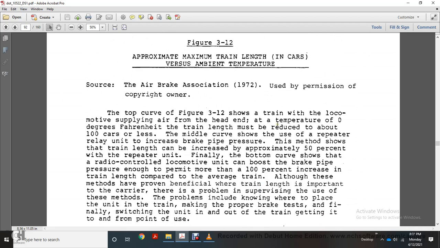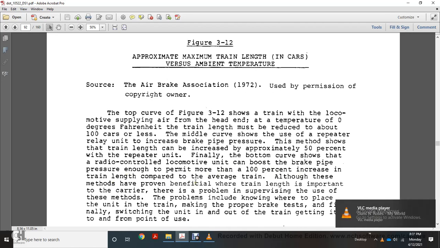The top figure of 312 shows the train with the locomotive supplying air from the head end at a temperature of 0 degrees Fahrenheit, and the train length must be reduced to about 100 cars or less. The middle curve shows the use of the repeater relay to increase the brake pipe pressure. This method allows the train length to be increased approximately 50% with the repeater unit. Finally, the bottom curve shows that the radio controlled locomotive unit can boost the brake pipe pressure enough to permit more than 100% increase of the train length compared with the average train.